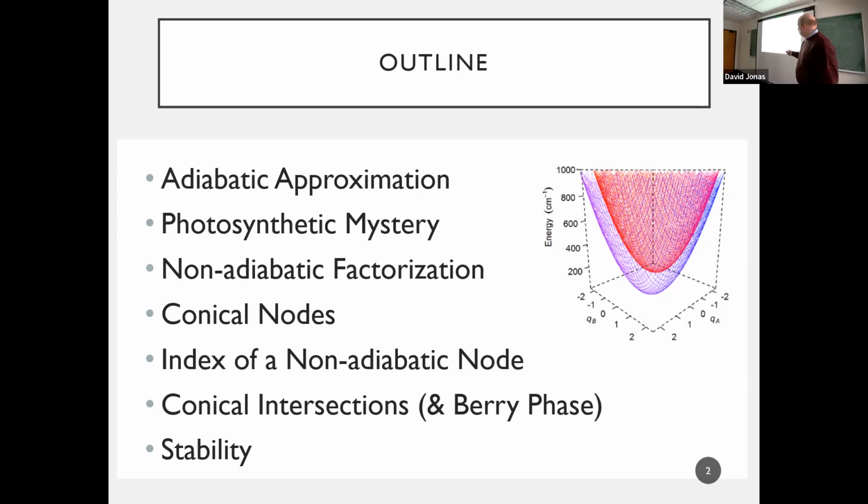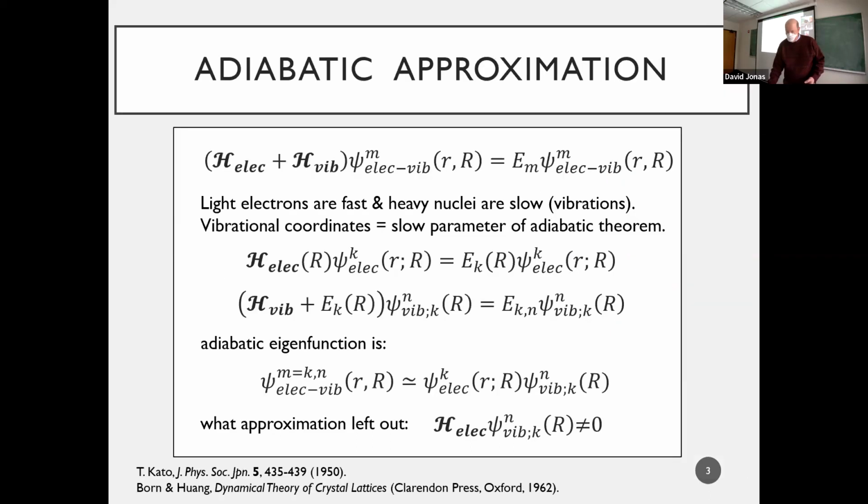It turns out that these have an index, and the index has connections to conical intersections and to Berry phase. And then I'll talk about the stability of this index. So the index is the thing that is most stable.